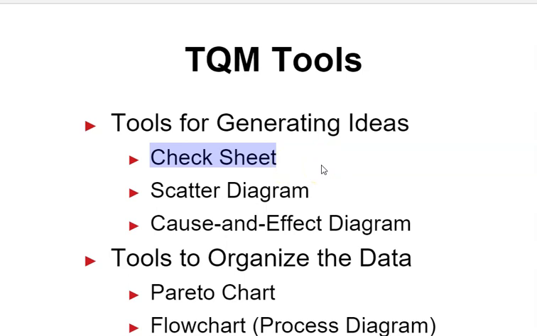We keep controlling and checking and making sure that what we want is there. Scatter diagram normally shows the relation, the association between factors, and tells us whether that relation is there or not.